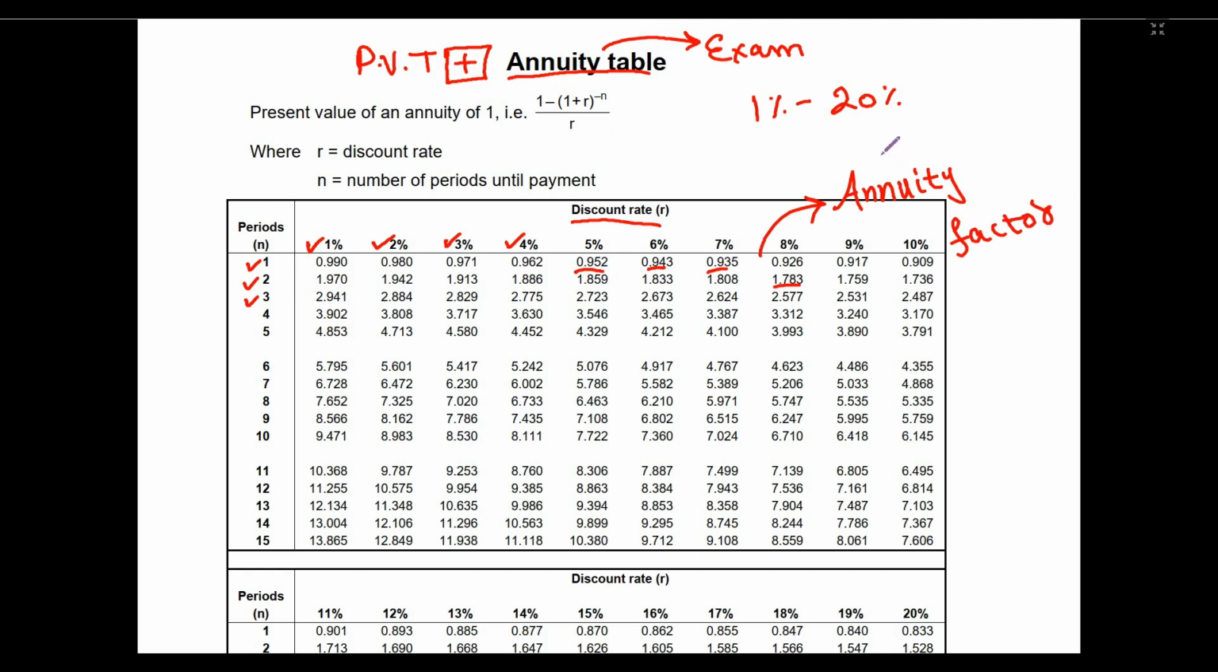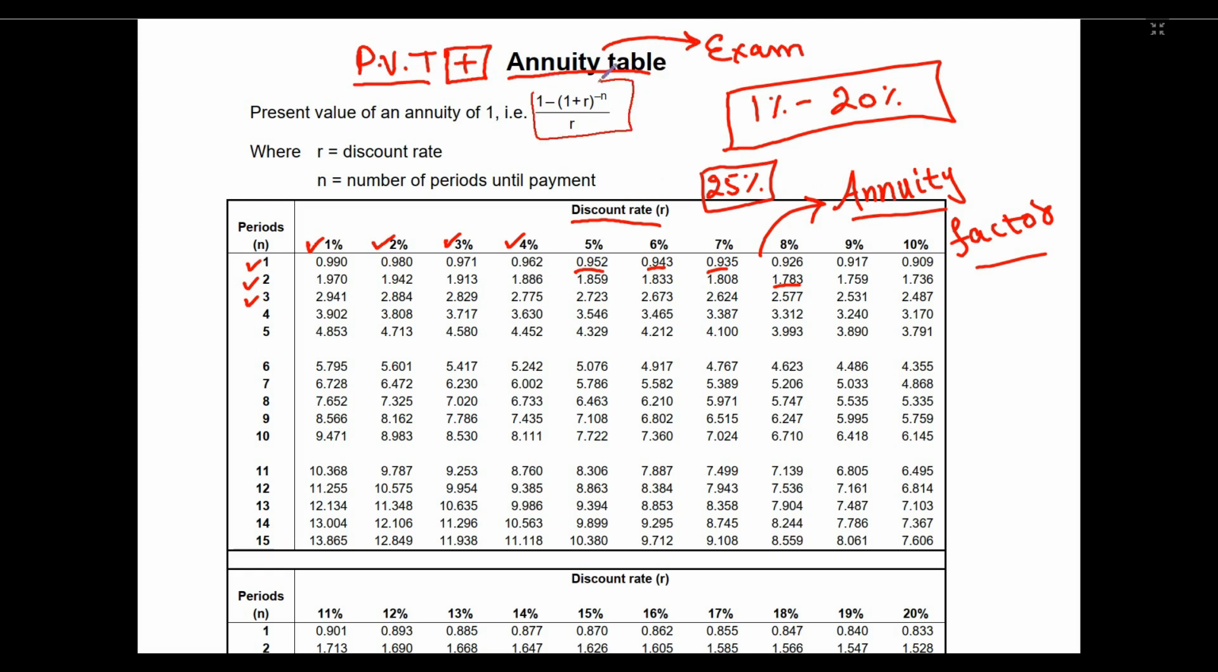Now in your exams, the examiner may ask you to calculate the annuity factor or discount factor of any specific discount rate which is outside this range. For example, the examiner may ask you to calculate the discount factor or annuity factor of, let's say, a 25% discount rate. Then in that case, this annuity table or discount table, or we also say present value table, will not be helpful during your exams. So at that moment we need a formula so that we can calculate anything outside this range.